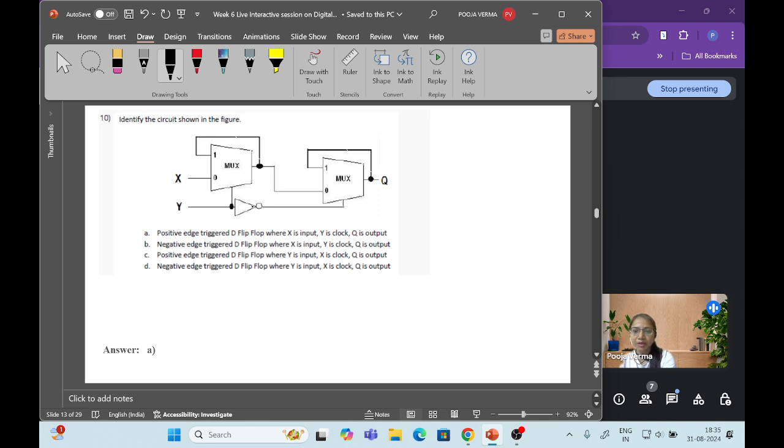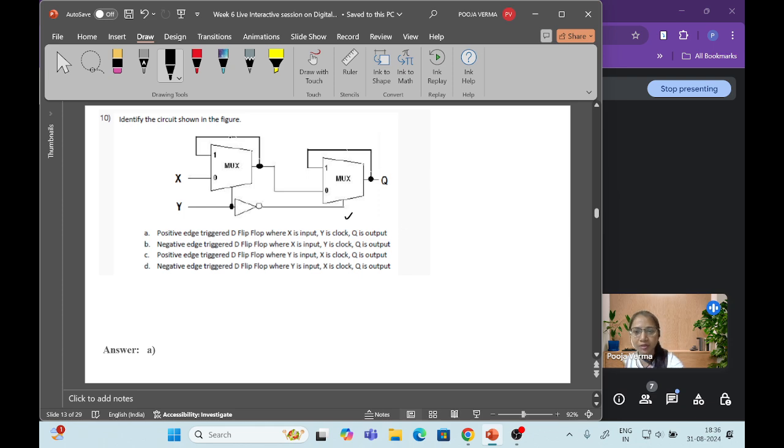So from the figure, what we can see is that normally in the options it is given only a D flip-flop. So it is a D flip-flop. Now we need to check what is the input, clock and output.